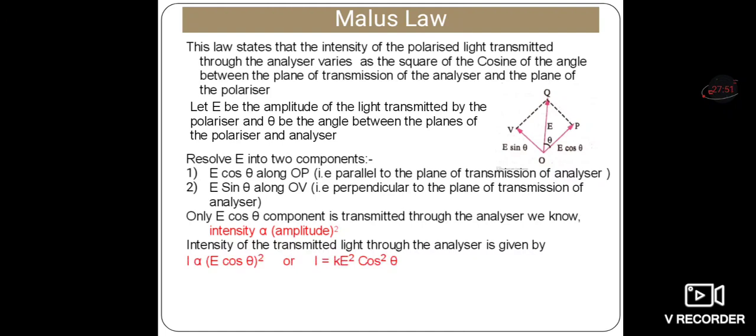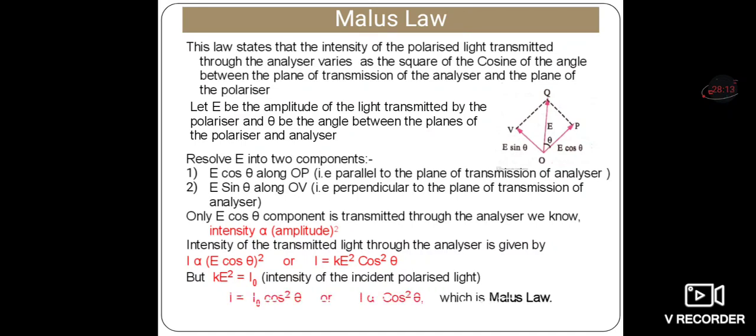The intensity I is directly proportional to the amplitude squared, that is E cos theta the whole squared, or we can write I is equal to K E square cos square theta, where K E square we can write as I naught, the intensity of the incident polarized light. Therefore our equation becomes I is equal to I naught cos square theta, or I is proportional to cos square theta, which is known as the Malus law. Special cases of the Malus law are what we are going to discuss now.